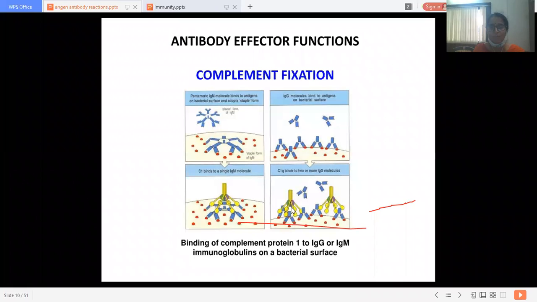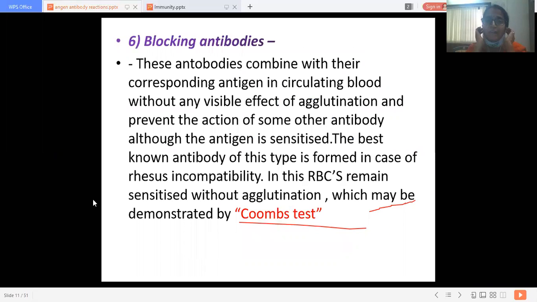So this is the complement fixation reaction, and after this reaction, what is going to happen? There is lysis of the cell. The cell gets sensitized and there is direct lysis of the cell. So that is the end result of any complement fixation reaction. Now the next reaction is blocking antibodies.